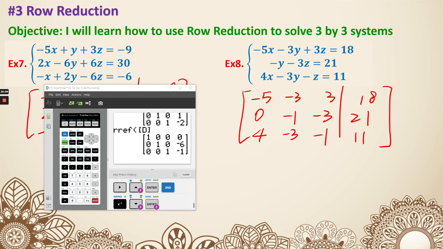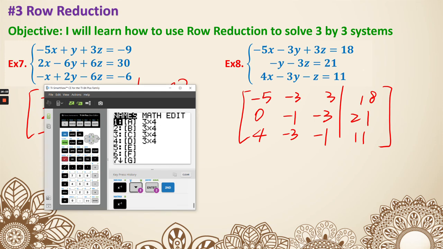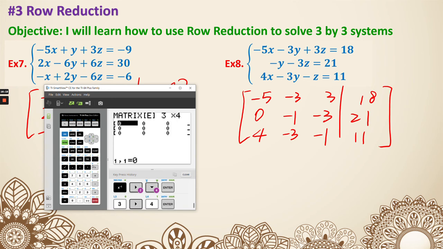Let's type it in. And this time we're going to type it under E. So second, -1, edit for E. Still a 3 by 4. Now we can type it in, -5, -3, a +3, and an 18. 0, -1, -3, and 21, second row. Third row, 4, -3, -1, and 11.